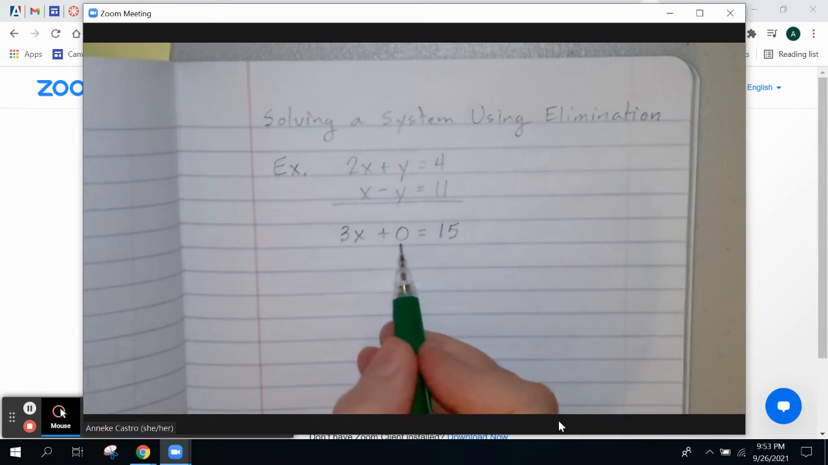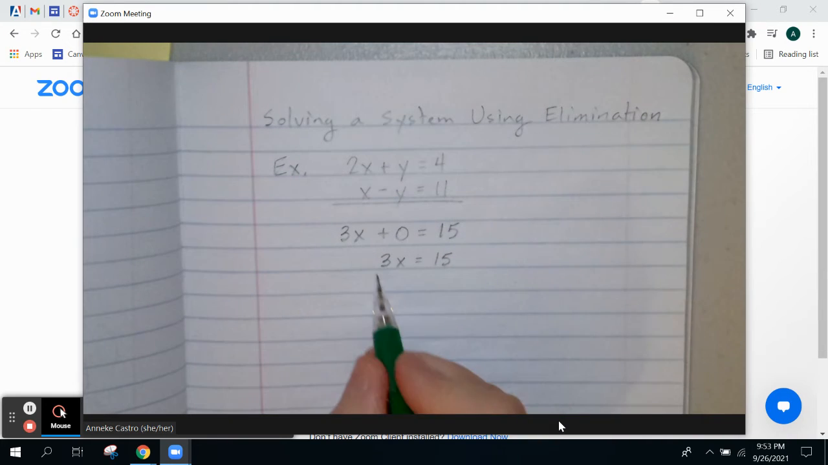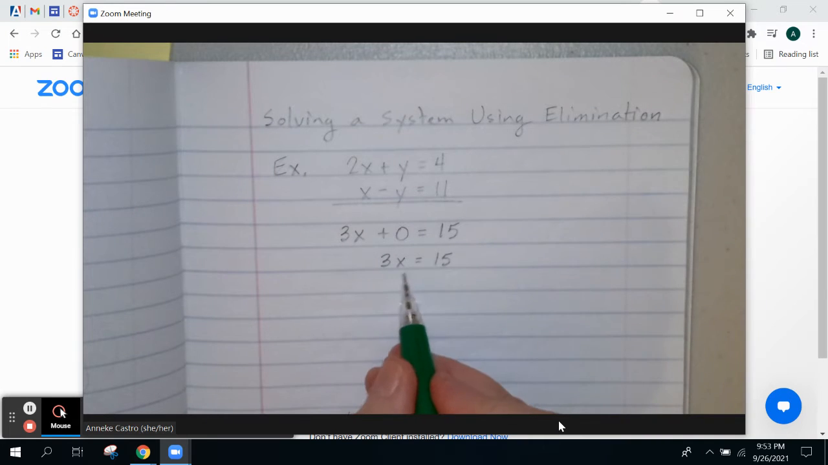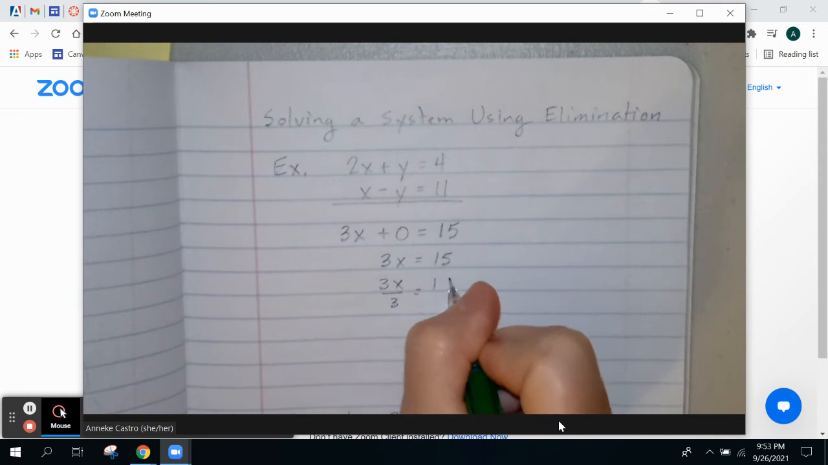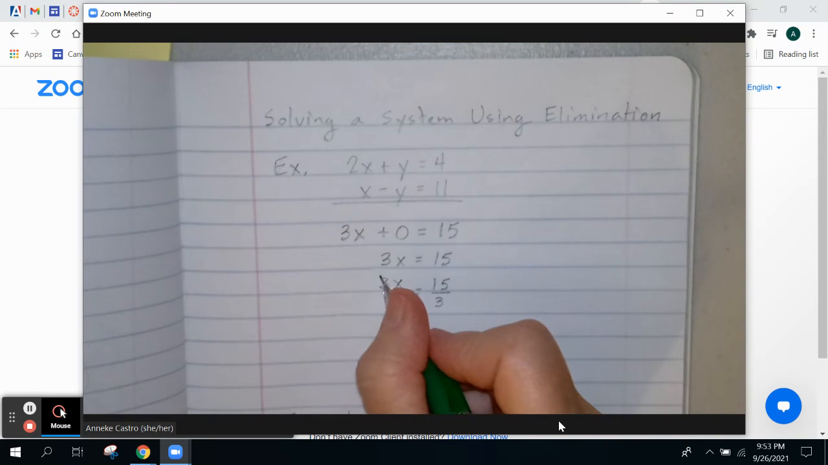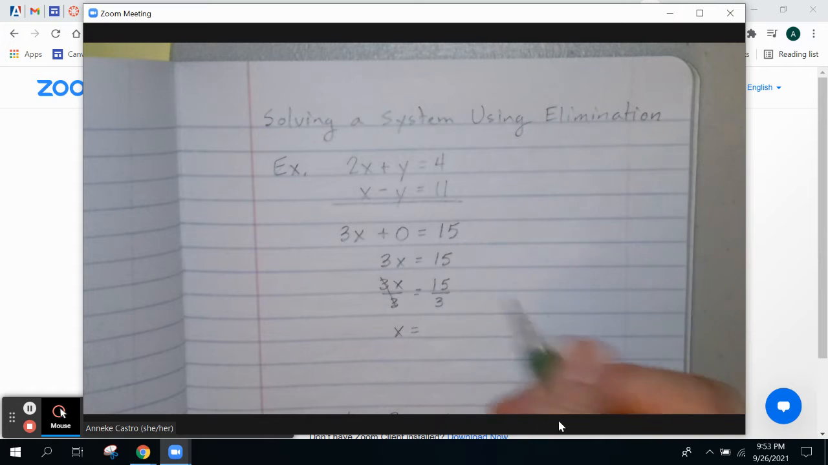Well, 3x plus 0 is still just 3x. And so what number times 3 gives me 15? Well, that would be 5. 3 times 5 is 15. I can also divide both sides by 3 if I can't figure it out just in my head. 3 divided by 3 is 1, and I'm left with x is equal to 15 divided by 3, which is 5.